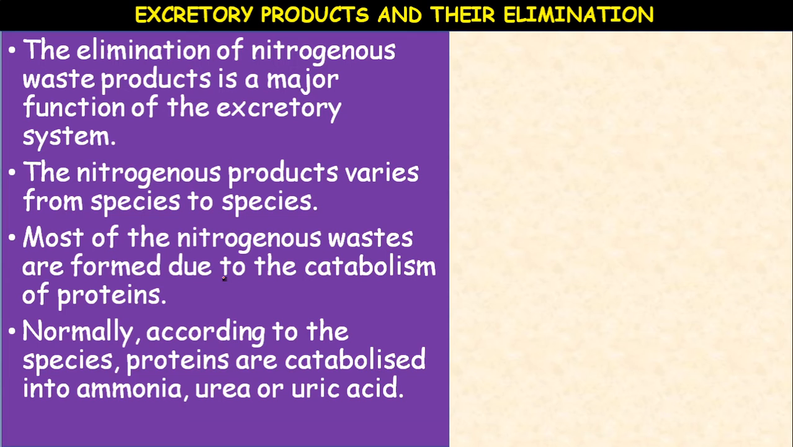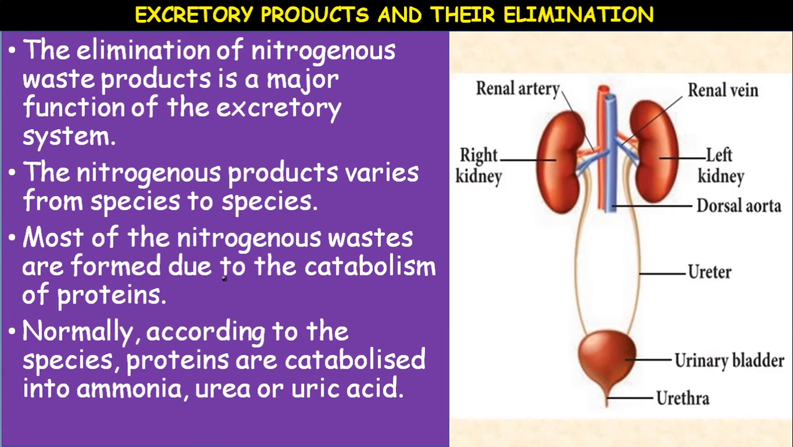There are three types of nitrogenous waste materials produced by the living organisms or animals. What are they? Ammonia, urea, and uric acid. This is the excretory system. If you take the excretory system, it is a unit which performs excretion. So this particular excretory system includes a pair of kidneys, a pair of ureters, and a urinary bladder.